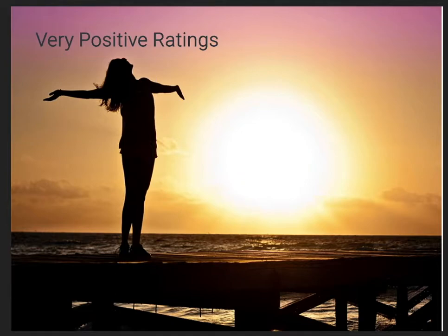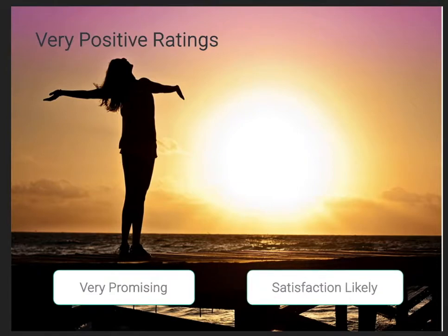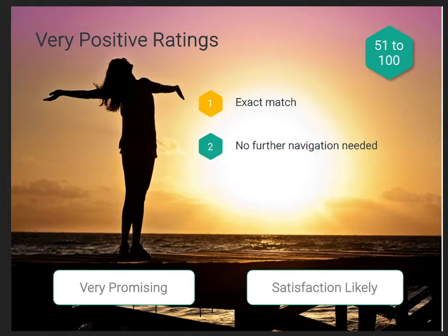First, let's talk about the very positive rating category. Very promising and satisfaction likely are the highest rating categories for search ads and are given for ad creatives and landing pages, respectively. Here are some traits that an ad creative or landing page should have in order to get very positive ratings, between 51 and 100. It offers exactly or almost exactly what the user is looking for in the query. No further navigation is needed to find what the user intended. The result points to the exact product or store mentioned by the user in the query.